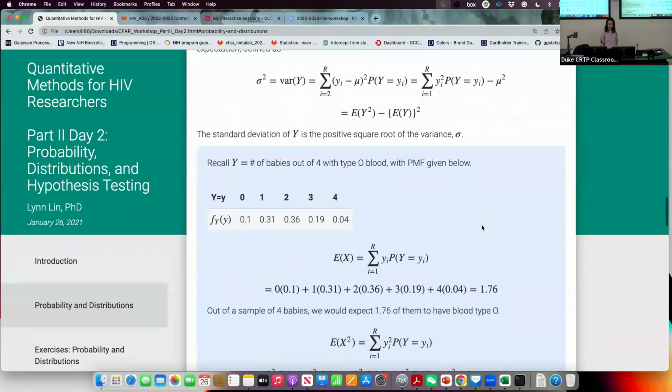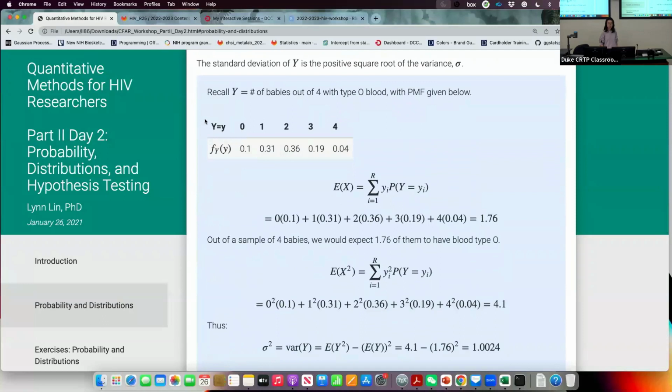Okay, so going back to the previous example, here is our PMF. According to the formula, we just plug in all the possible values, which is from 0 to 4, and multiply each by its corresponding probability: 0 times 0.1, 1 times 0.31, 2 times 0.36, 3 times the corresponding probability 0.19, and 4 times 0.04. And we sum it up. This is our expectation, the mean.